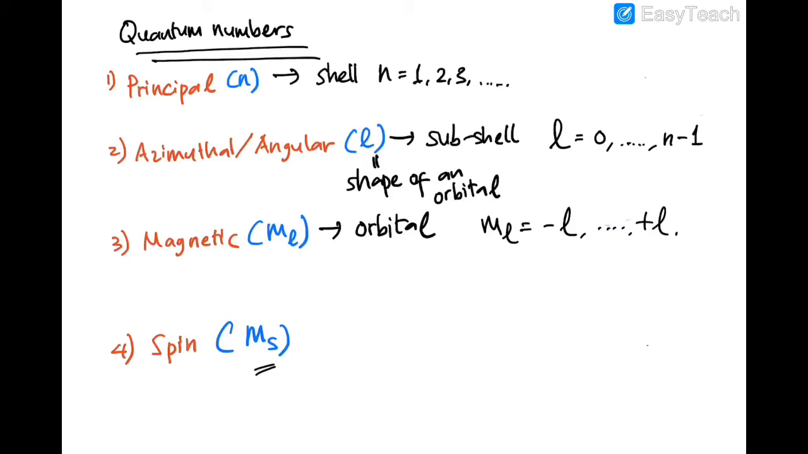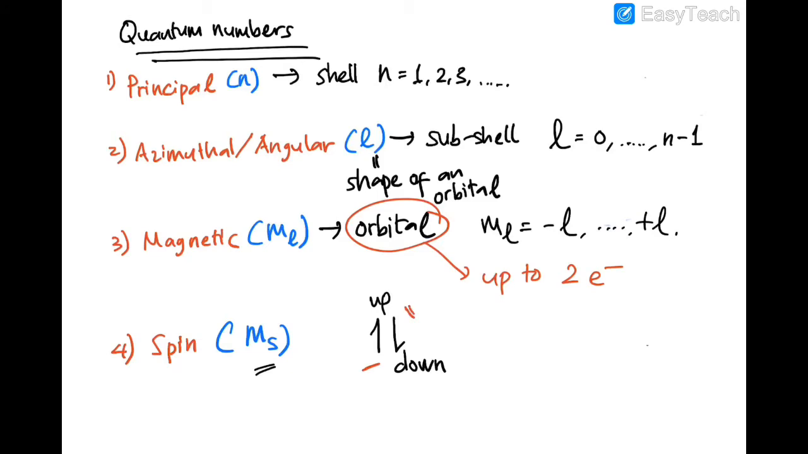This tells you about the spin of the electron, and normally we draw the electron as a half arrow like this, whether it's spin up or spin down like this. Each orbital can contain a maximum of 2 electrons. So one will be spin up and the other one will be in the spin down condition.